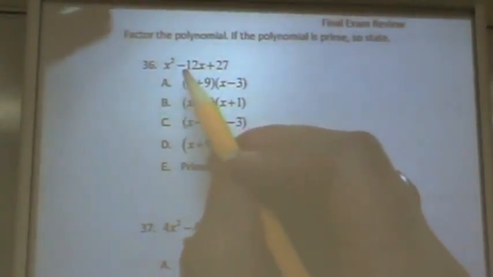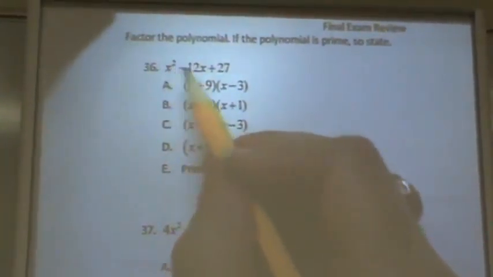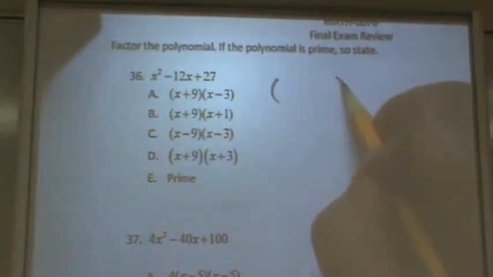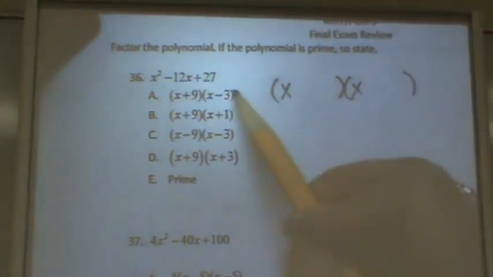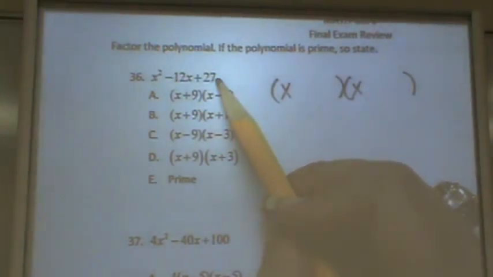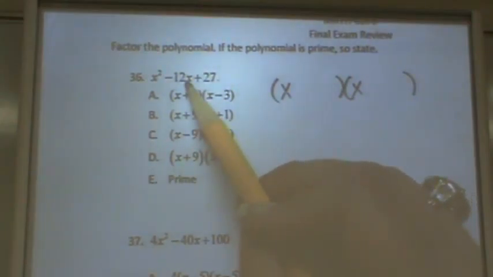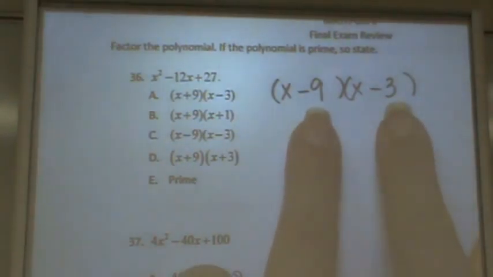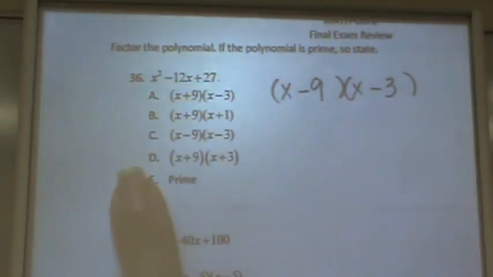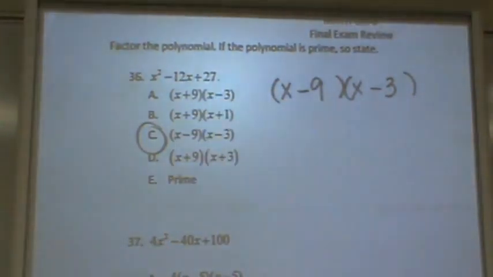36. This is a polynomial with a degree of 2, and the leading coefficient's 1. So this one you're going to ask yourself, what times what is x squared? It's easy, x times x. And then what 2 numbers multiply to give you a positive 27, but add to be negative 12? That would be negative 9 and negative 3. These 2 multiply to give you a positive 27, but they add to be negative 12. So the correct answer would be C.